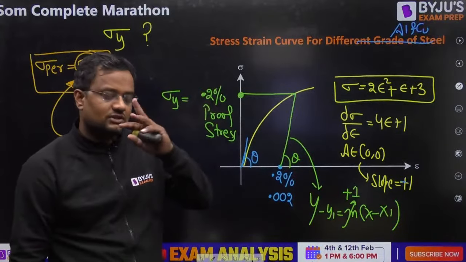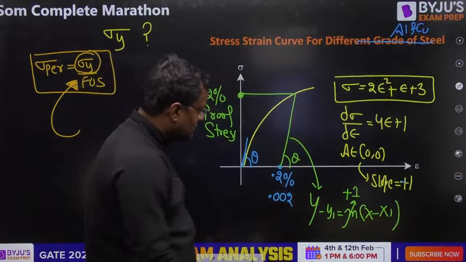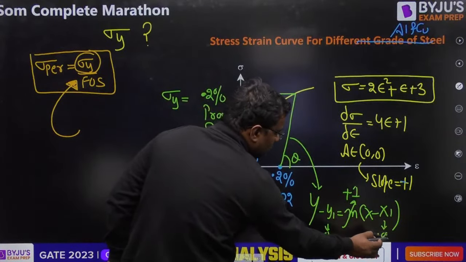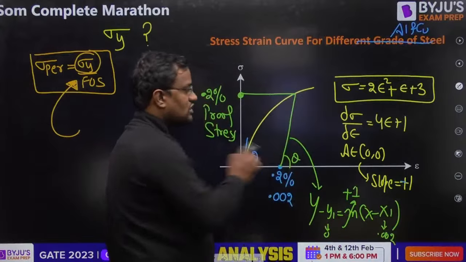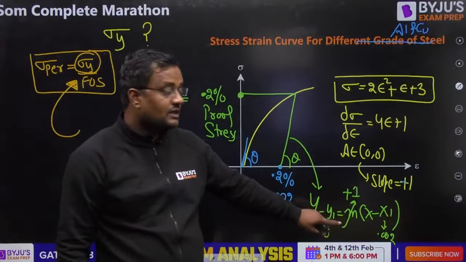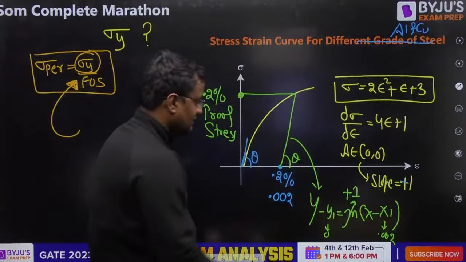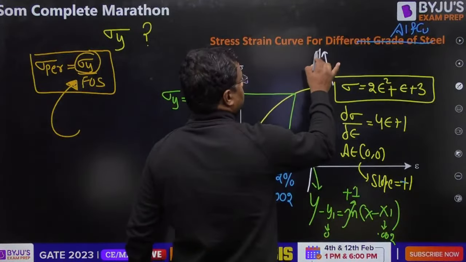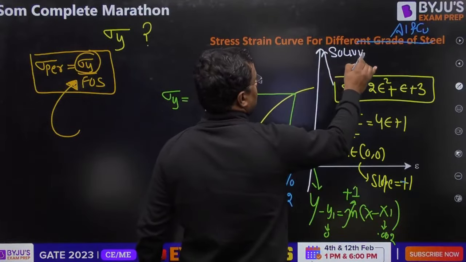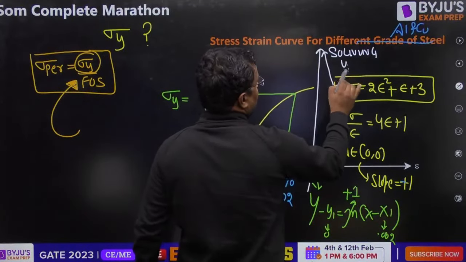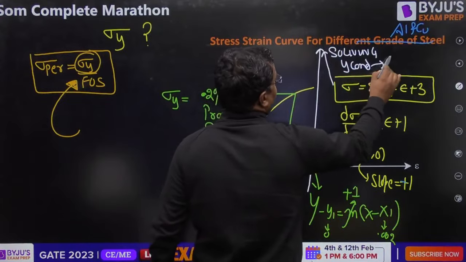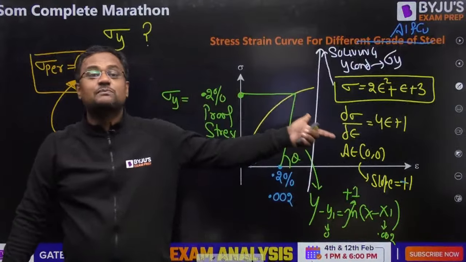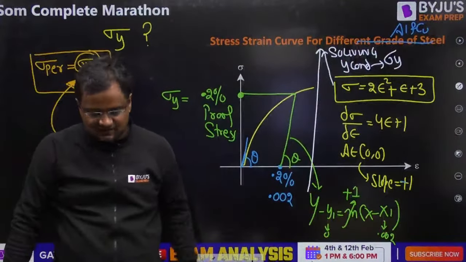Proof resilience, we'll see later. Now what is y1 here? At this point, y1 is 0. What is x1? 0.002. So you will find the equation of this green line by putting these values. Now solving the green line and the yellow line together, the y coordinate will be sigma y. Understood the concept or not? This may be the hardest question that can be asked from here.